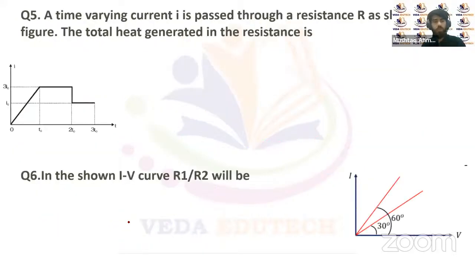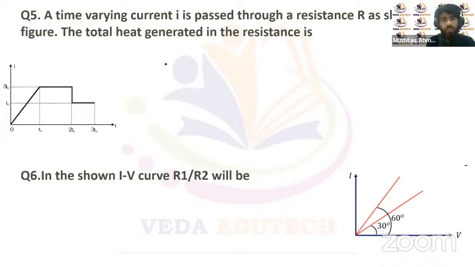Now let's move on to another question. It's a very important question. Here a time varying current I is passed through a resistance R as shown in the figure. Current as a function of time is given in this graph. The resistance of the conductor is R, and we have to calculate the total heat generated in the resistance.